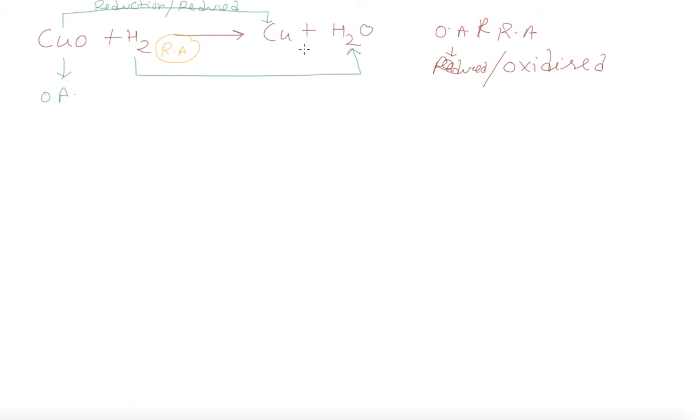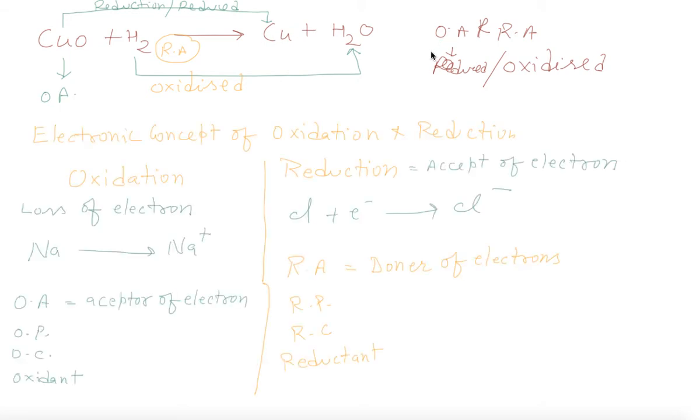And I will tell you one more concept, that is the electronic concept. So the reducing agent species is what? Oxidized, which means oxidation takes place, addition of oxygen. So this is, my dear student, the classical concept. And next is the electronic concept of oxidation and reduction.